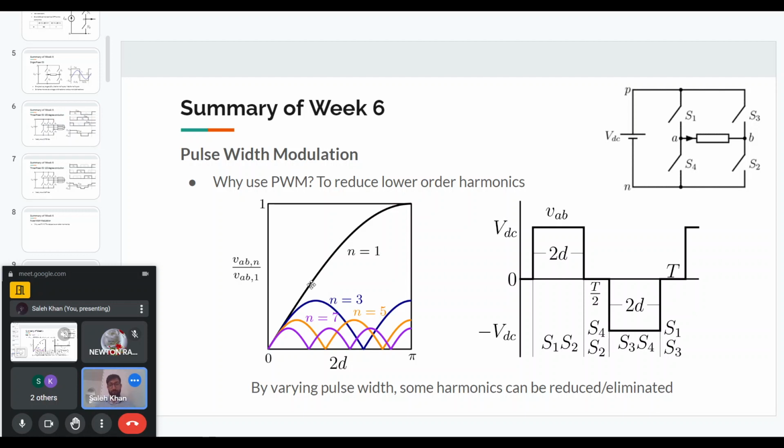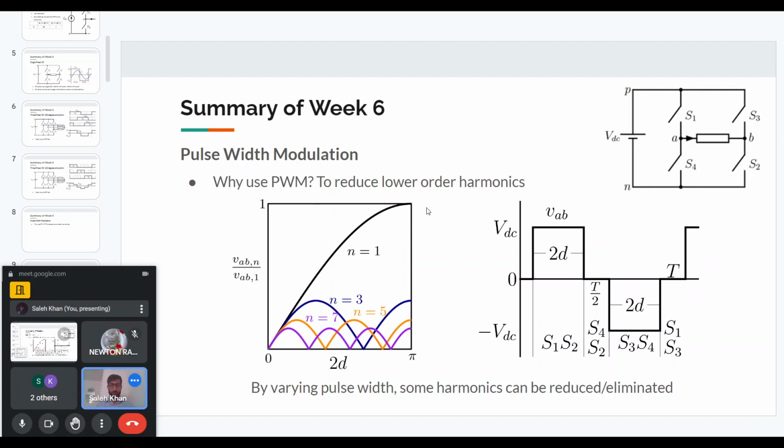So if you see, as the pulse width increases from 0 to pi, the fundamental will also increase. You can understand that if the pulse width is very small, then we have a very small fundamental at the output. And as we increase the pulse width, we get closer to 180 degree operation. And at pi, when 2D is equal to pi, we get the full fundamental at the output.